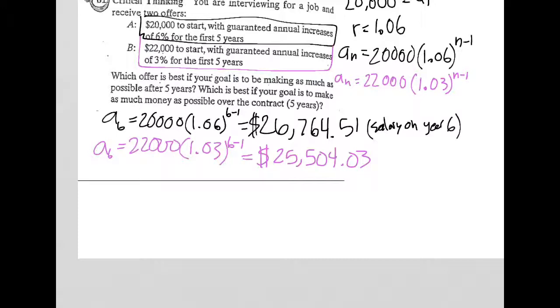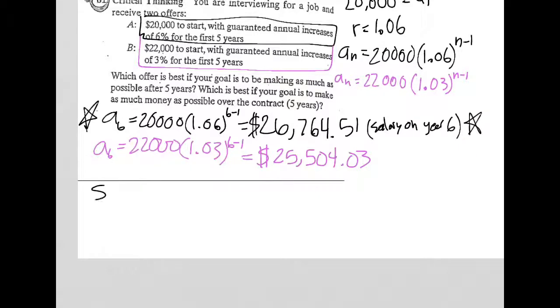And so option A is going to be the better option if you want to have the highest salary after 5 years. But what about if you want to make the most money as possible over the 5 years? Well, let's look at which option is better then. So now we're looking at a summation, our total amount of money accumulated over those 5 years.